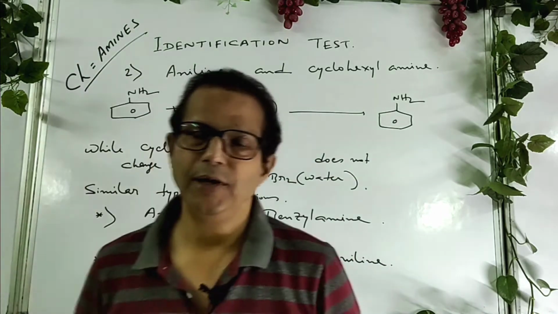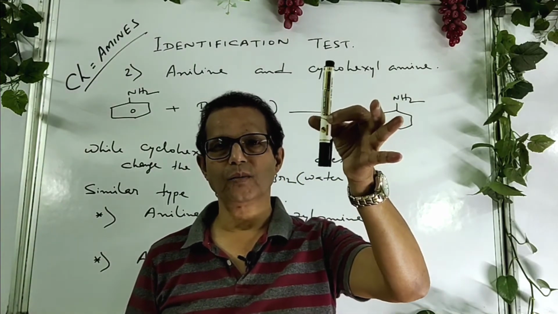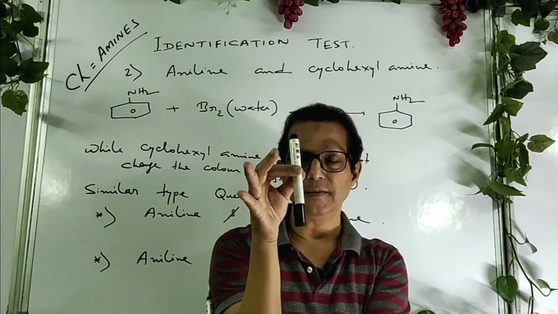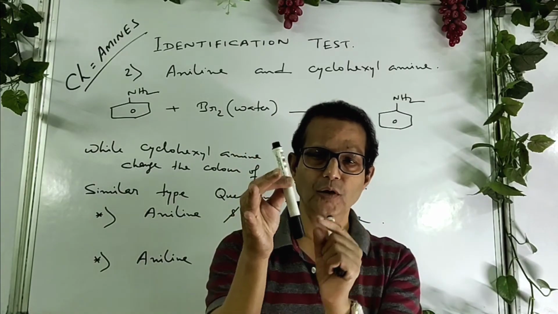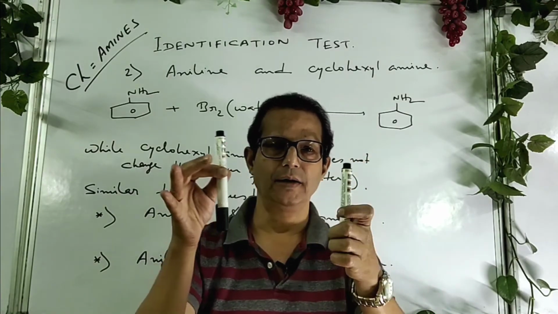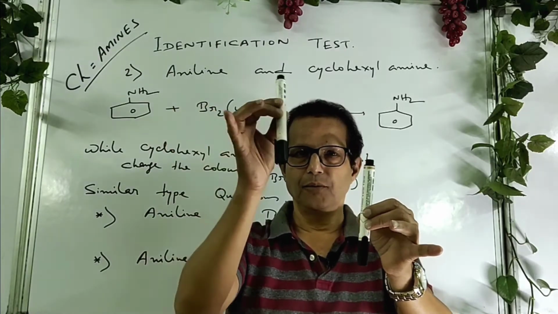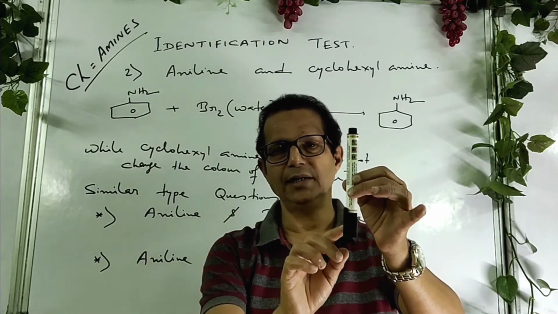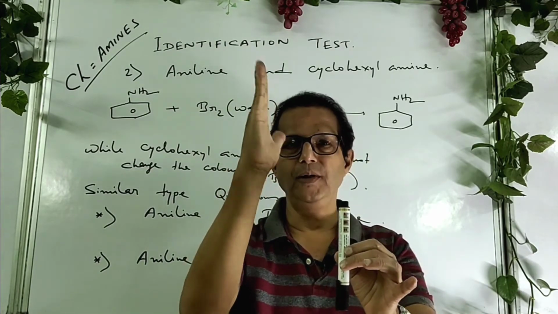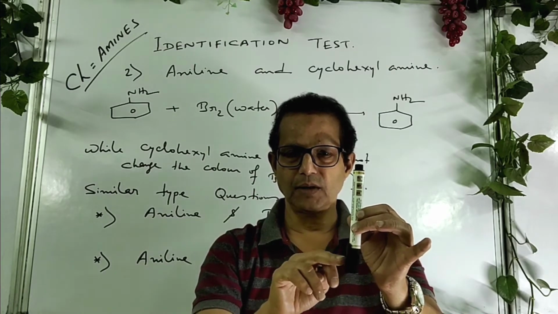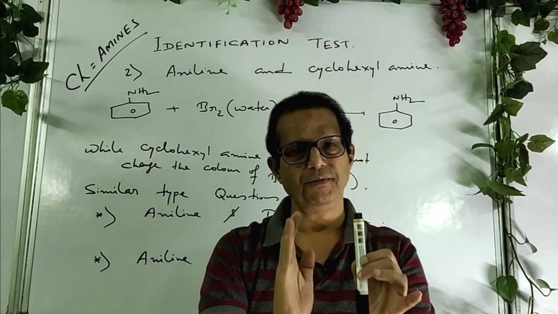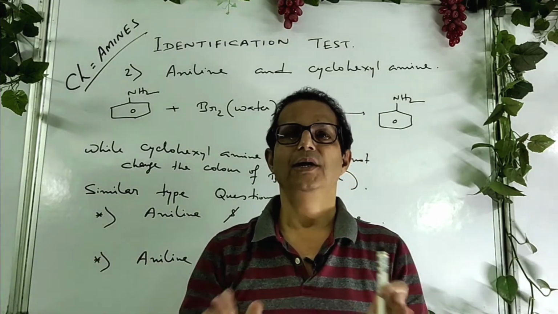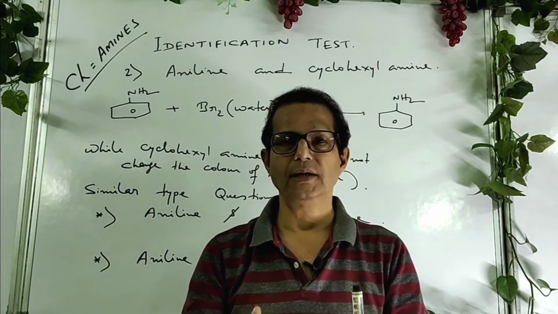So listen, what is bromine water test? Just take aniline. It's a colorless liquid. This is bromine water, reddish brown color. Bromine diluted in water, reddish brown color. So just add bromine water in aniline. After some times you see that the reddish brown color of bromine water is decolorized. That is, it becomes colorless. So you can identify that compound must be aniline, because no other compound respond to bromine water test.